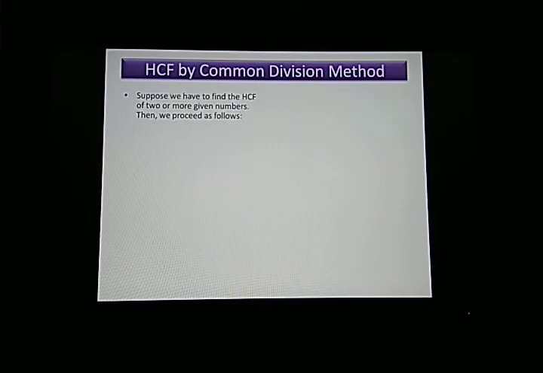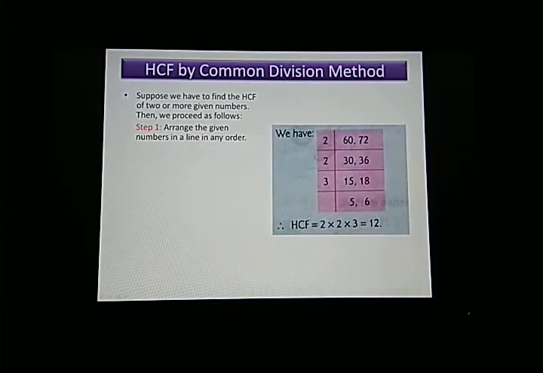Clear? Now the next method is the common divisor method. Here also we have to follow some steps, but the method is a little different from the earlier one. Let us see how it is. In step 1, we have to arrange the given numbers in a line, in any order. Whatever numbers are given to us, say 2 numbers or 3 numbers, we have to arrange them in an order. Say for example 60 and 72. Here we have arranged them in ascending order, 60 then 72.